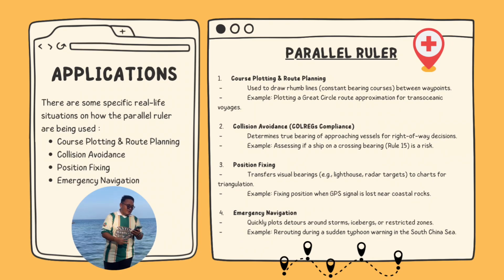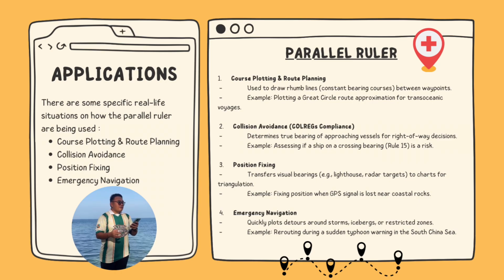Second, we have collision avoidance, which is under COLREG compliance. It is used to determine the true bearing of approaching vessels for right of way decisions. For example, when there is a vessel, you can approximate the distance and the speed the vessel needs to arrive at its waypoint.